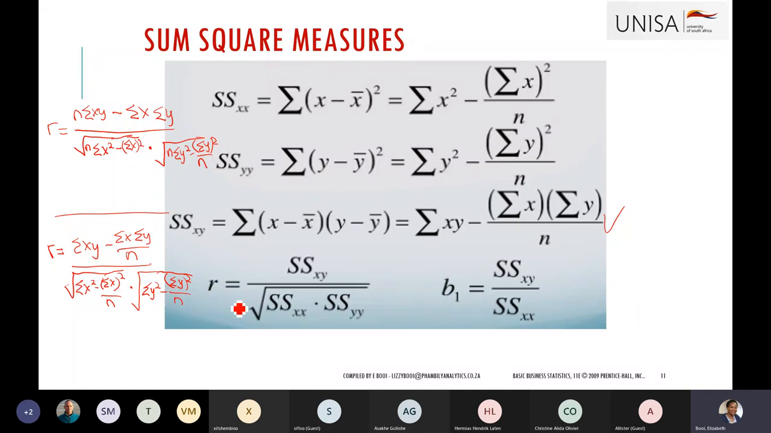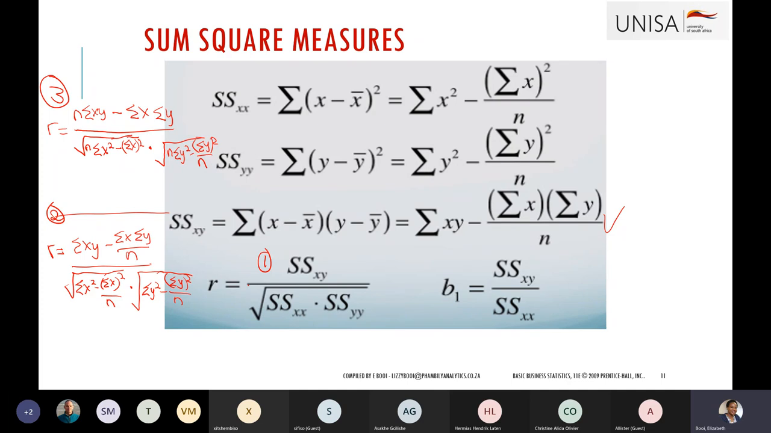So all these formulas calculate the coefficient of correlation. One, two, three, all of them do the same thing. You can also create it in this manner: the sum of X minus, so you can take this and divide by the square root of those two. It will still give you the same result.